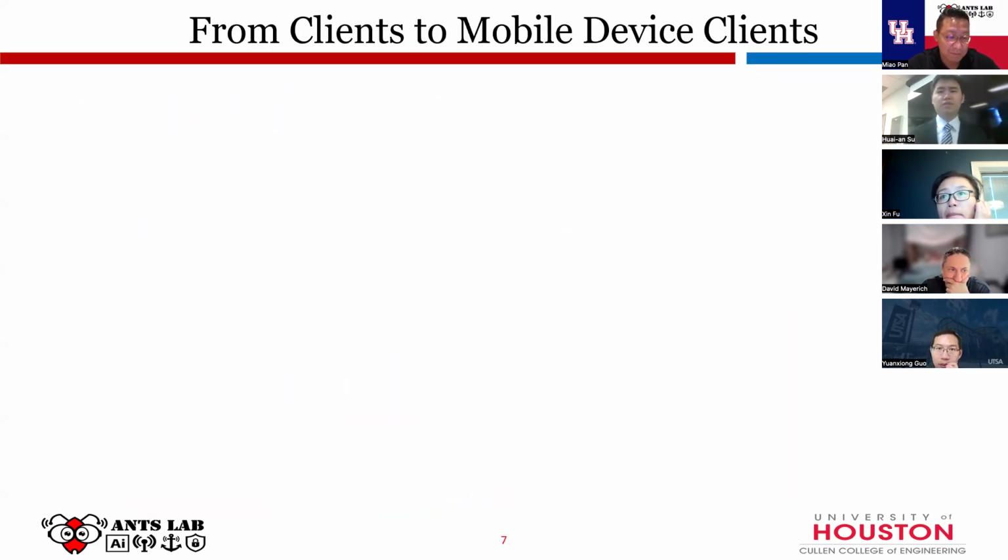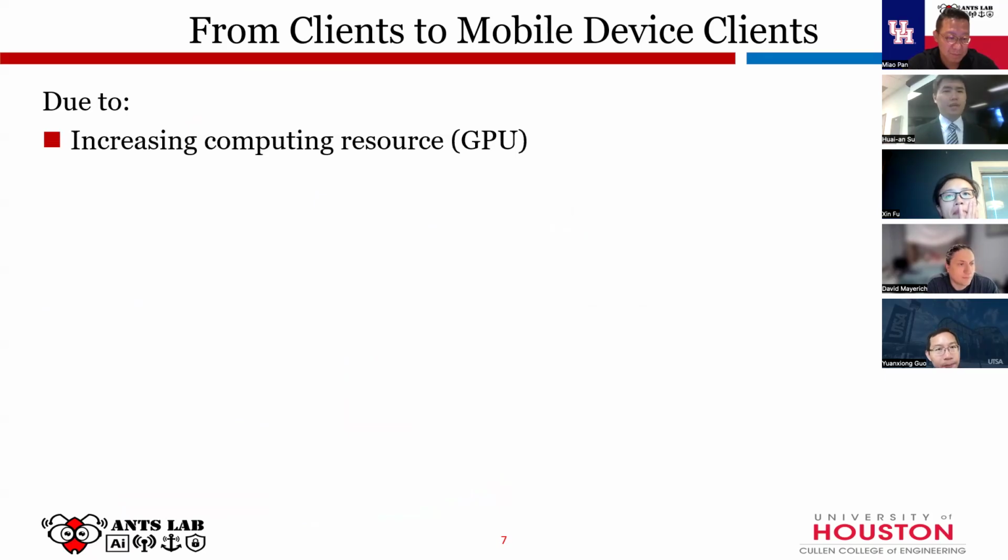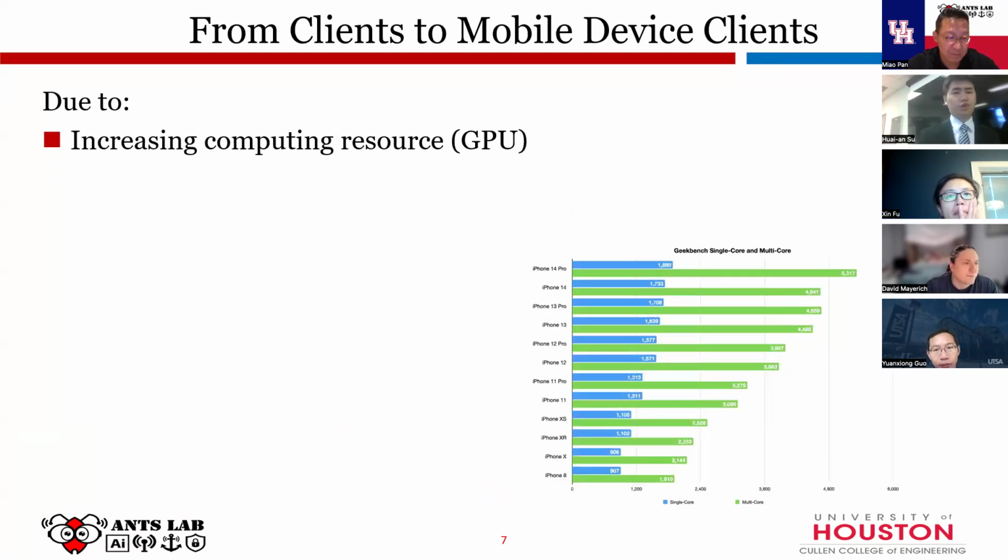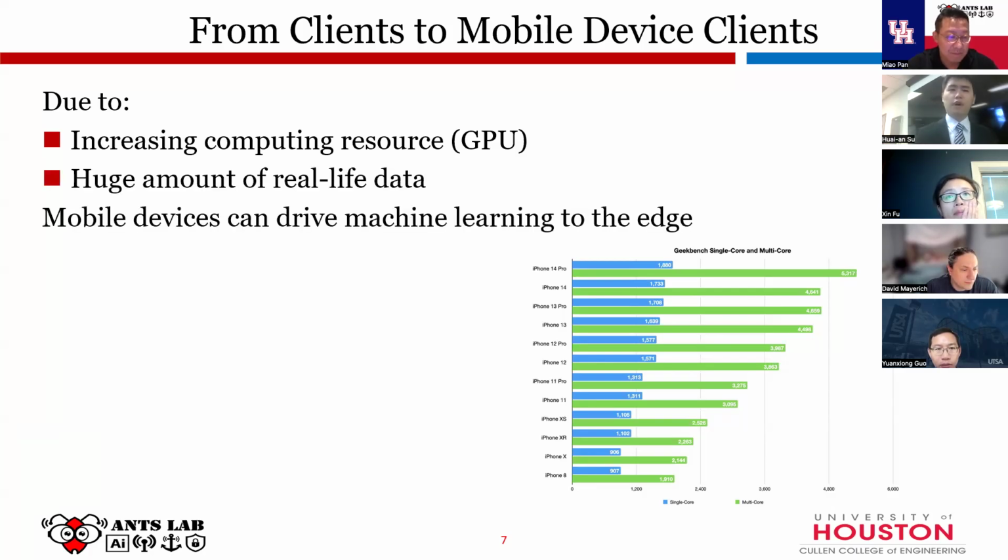In recent years, federated learning has extended beyond the centralized settings to make use of mobile devices. This transition has been made possible by improvements in hardware, with increasing computing resources. This is a chart showing how different devices have grown in terms of computing capability, and also the growth of access to real-life data. With the support of a huge amount of data, mobile devices can drive machine learning to the edge.